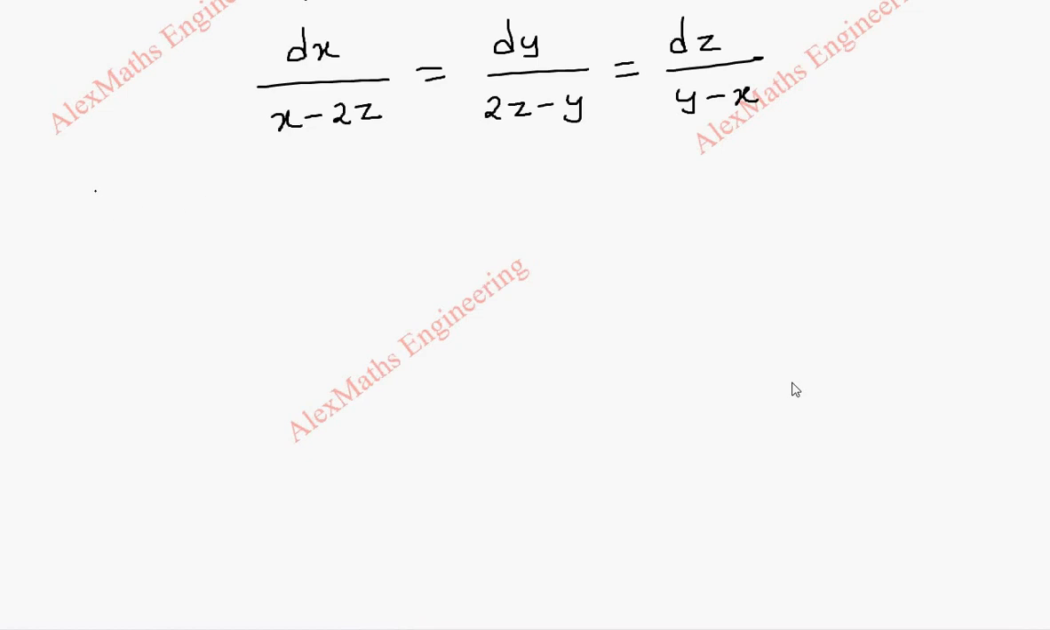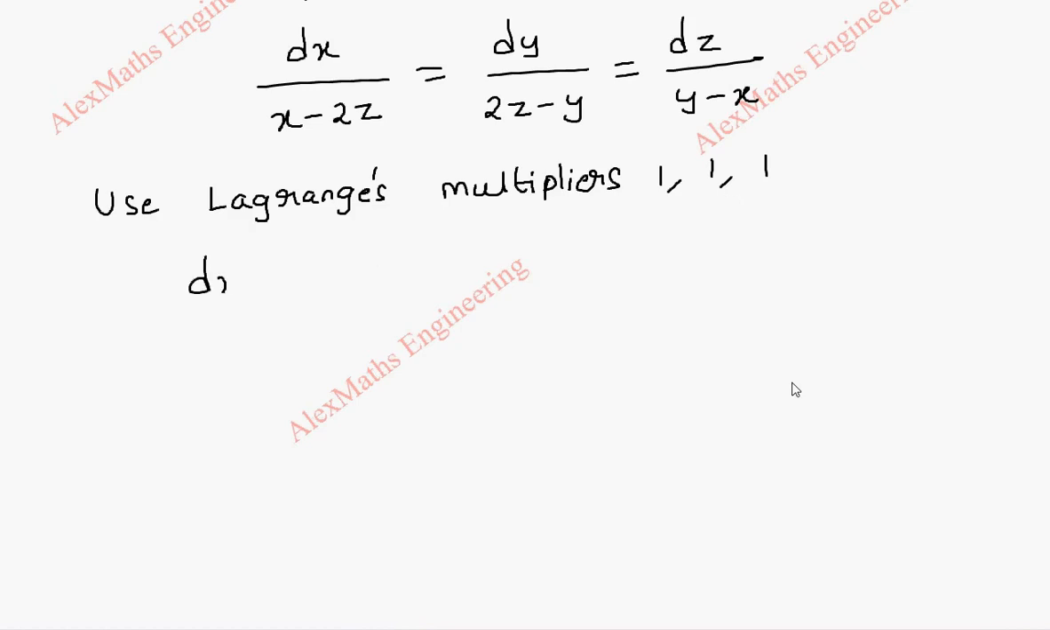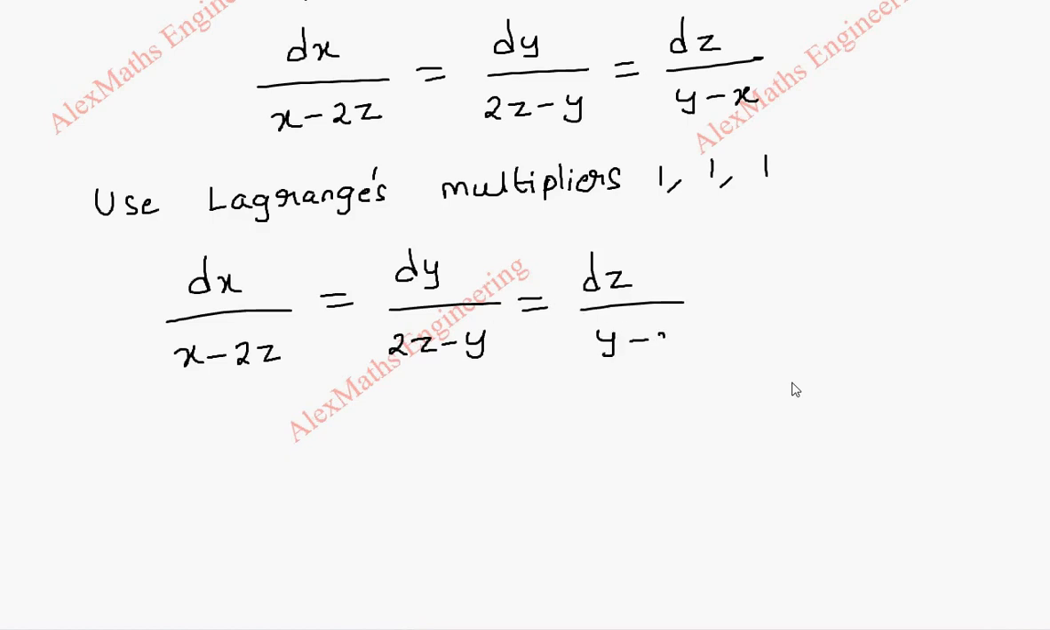As a first part, we are going to use Lagrange's multiplier. So here, I am going to use 1, 1 and 1. It means the same term will come as it is. dx by x minus 2z equal to dy by 2z minus y equal to dz by y minus x. When I use a multiplier 1, 1, 1, it means I have to multiply both numerator and denominator with this multiplier. Since it is 1, the original term will be coming as it is.